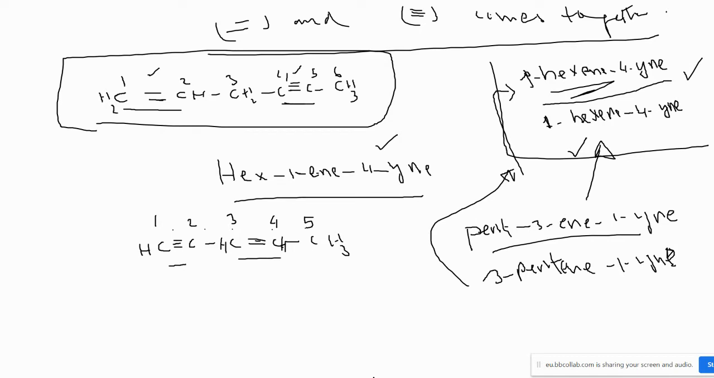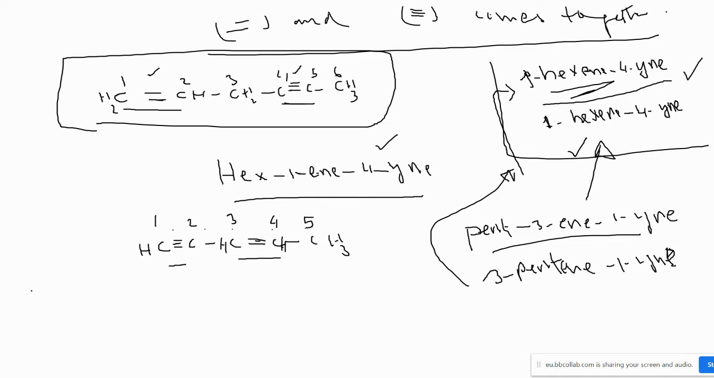When you have a double and triple bond together, it's not an alkene, it's not an alkyne, it is a mixed one. Then you have to write ene and yne together. But you should not break the IUPAC rules. Start counting from that side where the double or triple bond comes nearer. If the triple bond comes near, start from that side. If the double bond comes near, start from that side.